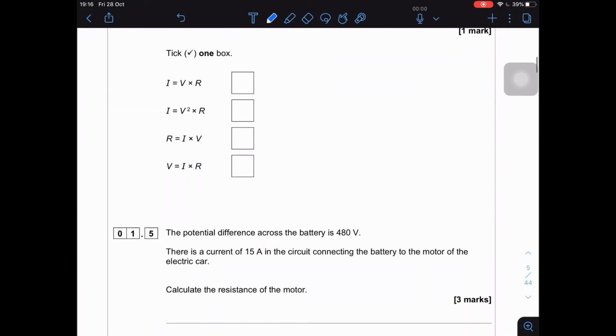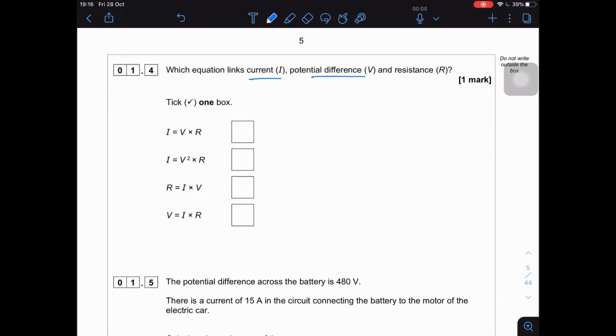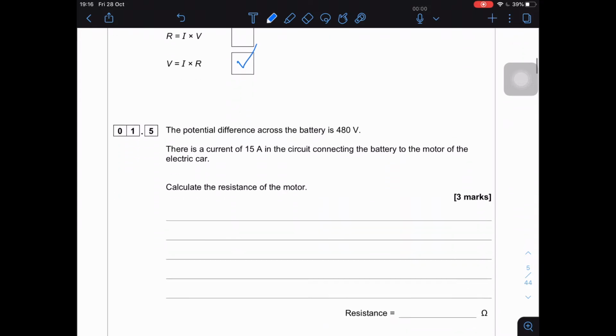The next one, again, you need to know the equation: V equals IR. Same system, FIFA. V equals IR. Voltage is 480 volt. Current is 15 ampere. And resistance, again, fine tune them. 480 divided by 15. Your answer should be 32 ohms. There you go.